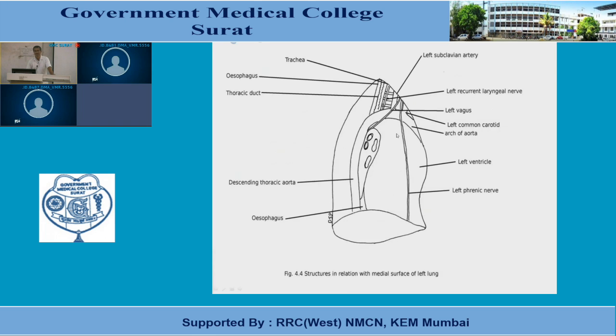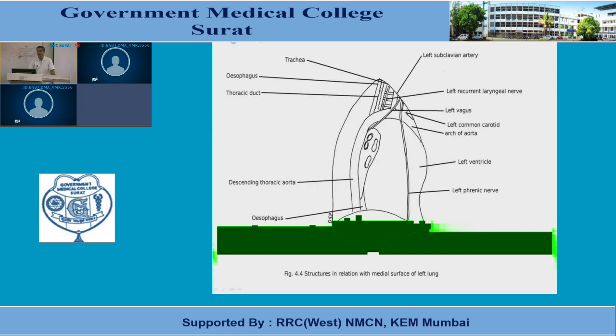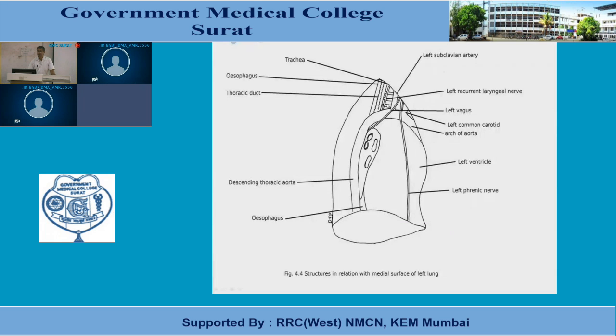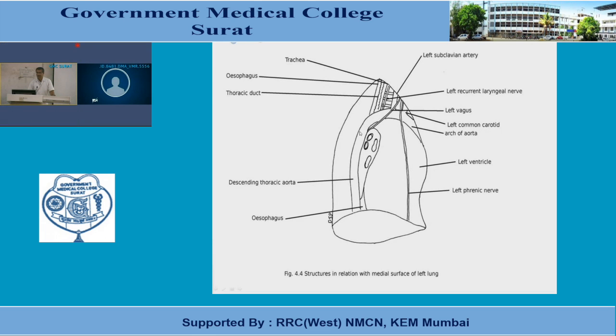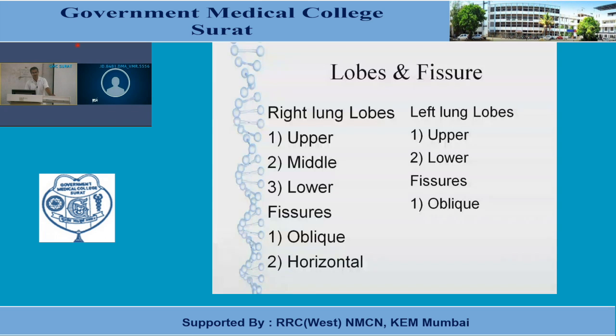Now in relation with the remaining structures on the medial surface of this left lung, this is the trachea, left recurrent laryngeal, this is the left vagus, left phrenic. This one is the arch of aorta, descending thoracic aorta, esophagus along with thoracic duct, part of the trachea. These structures come in relation with the medial or mediastinal surface of the left lung. Now lobes and fissures.